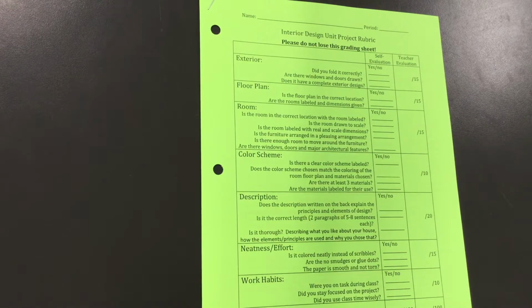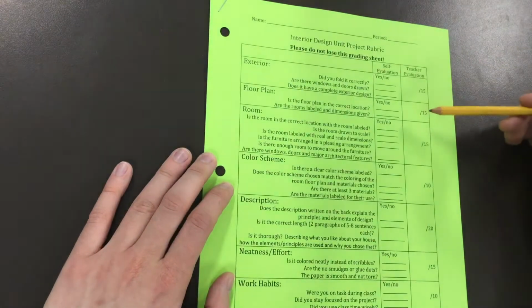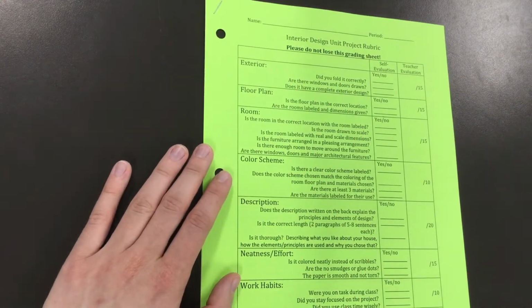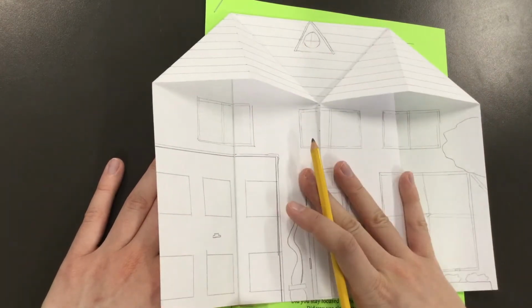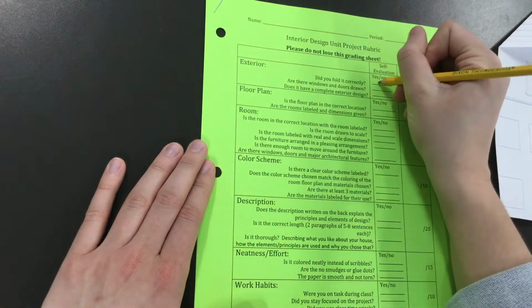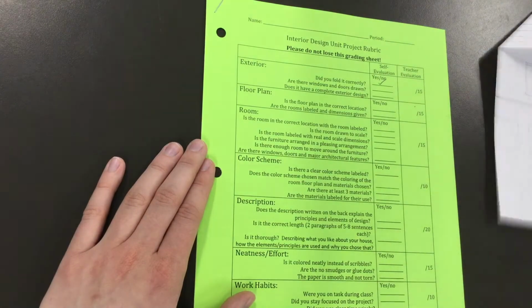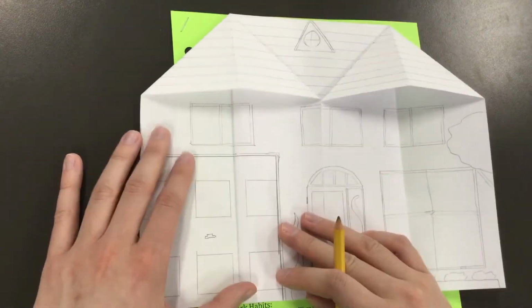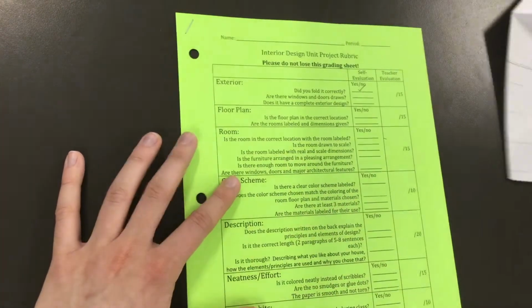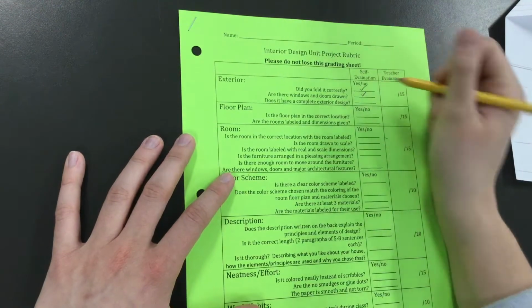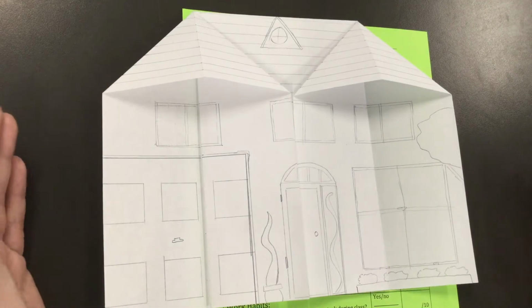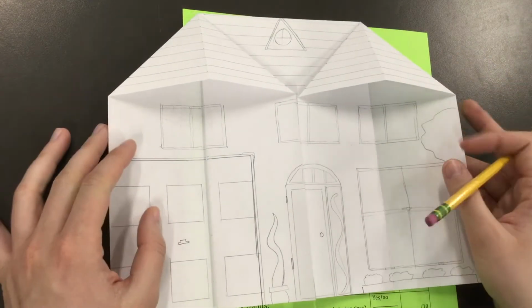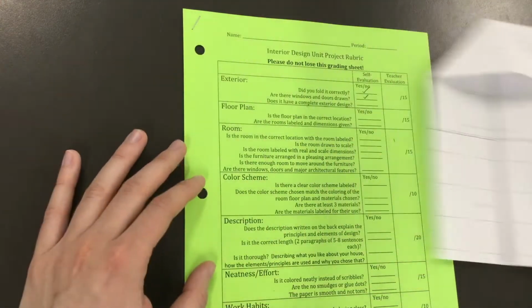Okay, on our interior design house, this page is like a checklist. So as you go along, you're going to make sure you fill things out. For example, is your house folded correctly? Yes, I got it folded correctly. Are there windows and doors drawn on the exterior? Yep, there are windows and doors drawn. Is it a complete exterior design? No, it is not. This is only half done. So I can't check that one off yet. I still need to do that.